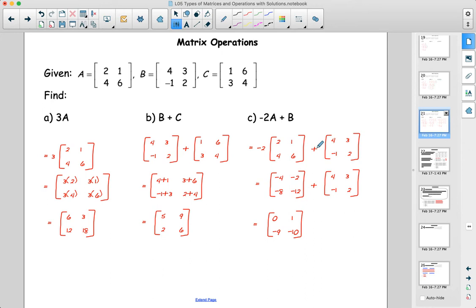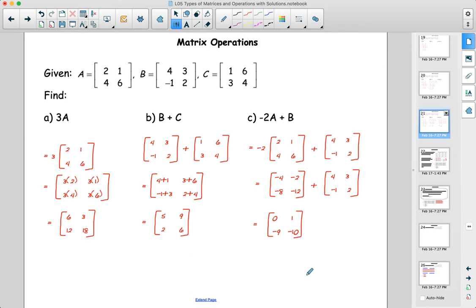Negative 2 times, there's matrix A plus matrix B. Multiplying this by negative 2, I'll get negative 4, negative 2, negative 8, and negative 12. And when I add these two together, negative 4 plus 4 would give me 0. Negative 2 plus 3 would give me 1. Negative 8 plus negative 1 gives me negative 9. Negative 12 plus 2 gives me negative 10. So multiplying by a scalar and adding two matrices, not too terribly difficult.